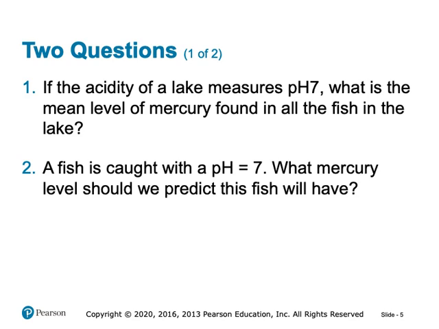Second question: a fish is caught with a pH of 7. What mercury level should we predict this fish will have? Here, the focus shifts from the group to an individual fish. We're asked to predict the mercury level for this specific fish, given that the pH of the water it was caught in is 7. This type of question requires us to use the same regression line, but now we're making a prediction for one individual fish, which involves more uncertainty than estimating the mean for a group.